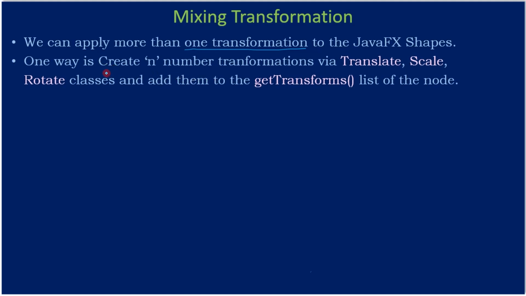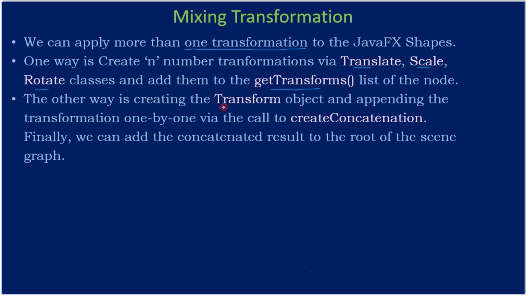One way is create n number of transformation via translate, scale, rotate classes and then add them to the getTransforms list. So we know that getTransforms will give back a list of transform collection, and to that transform collection you can add these translate, scale, rotate transformation. Then when JavaFX scene graph is read by the FX runtime, it will apply the transformation one by one.